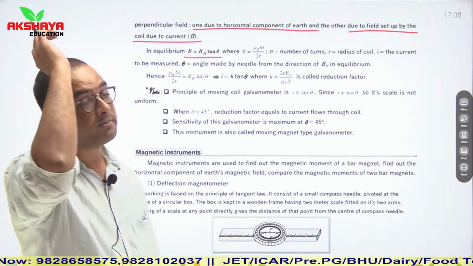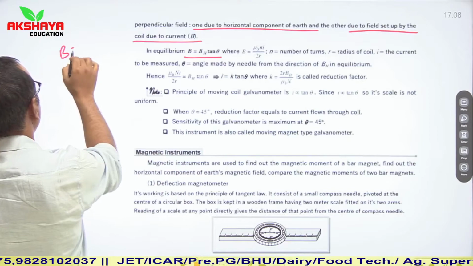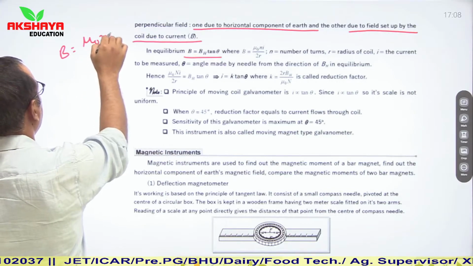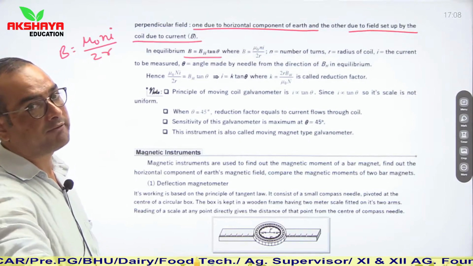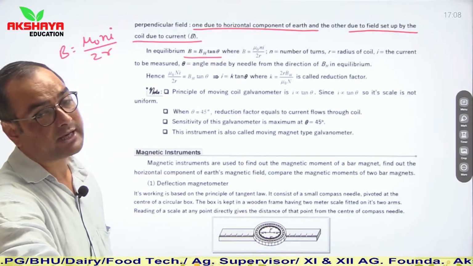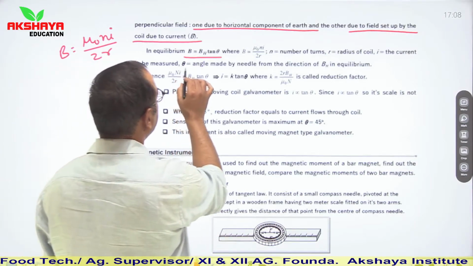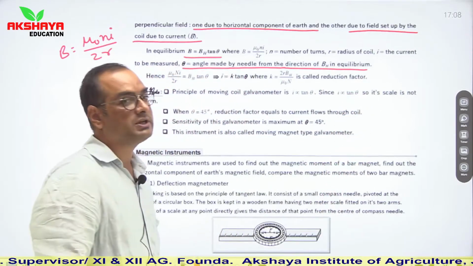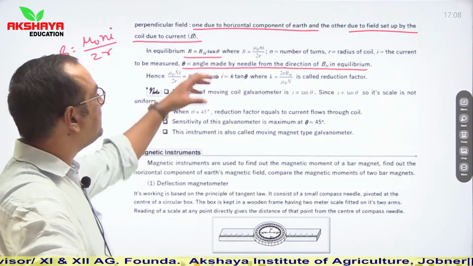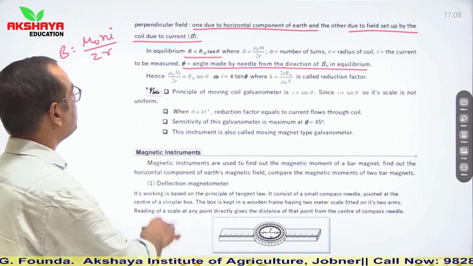If we talk about the magnetic field at the center of a coil, then B is equal to mu naught Ni upon 2R, where N is the number of turns, R is the radius of that circular coil and I is the current flowing through that coil. Theta is the angle made by the needle from the direction of the horizontal component BH in equilibrium.